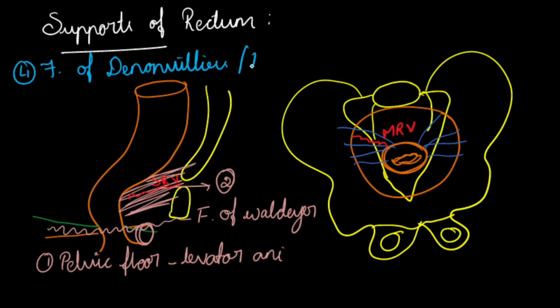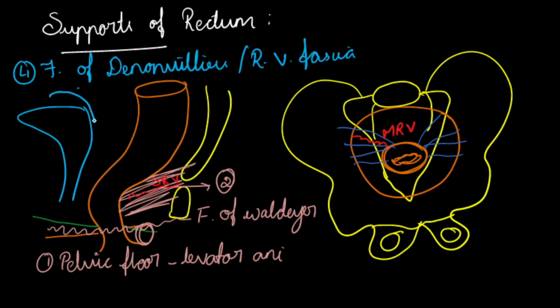So this is also called the rectovesical fascia. It is present here because it separates the rectum from the urinary bladder. Here comes the rectovesical pouch, and here we have the fascia of Denonvilliers. The fascia of Denonvilliers is on the anterior side of the rectum, and the fascia of Waldeyer is present on the posterior side of the rectum.